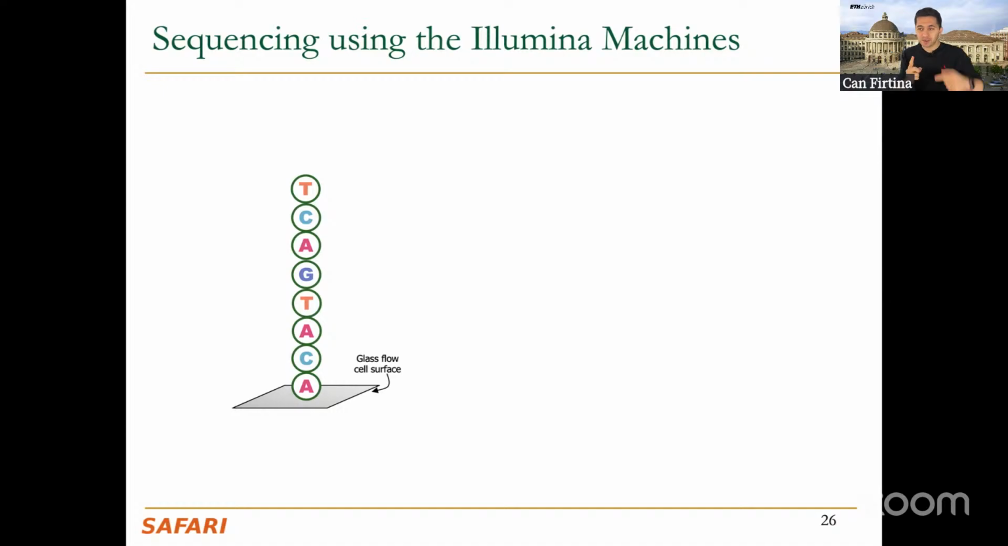So this means that you can synthesize a complementary version of it, and then this can be your adapter perhaps, and you can attach it to here, so that you make sure this one attaches to those surfaces on the glass surfaces in the Illumina machine. So this is one step of information that I want to introduce.